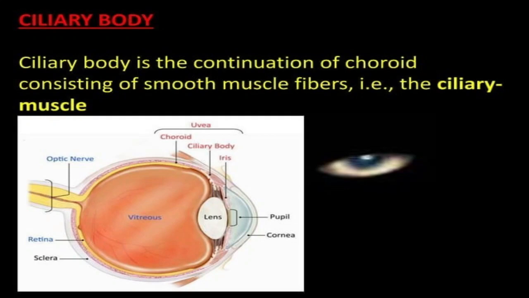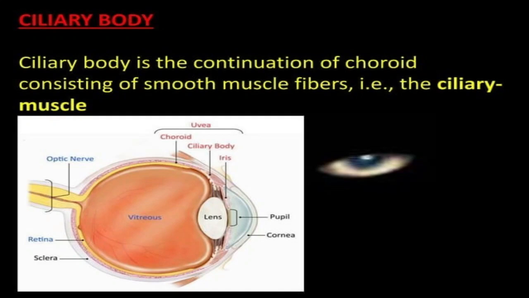Ciliary body. The ciliary body of the eye is a part of the eye that produces the aqueous humor, which is a clear fluid that fills the front part of the eye. It is located behind the iris, the colored part of the eye, and is attached to the lens by a series of fibers called ciliary zonules. The ciliary body also plays a role in controlling the shape of the lens, which helps the eye to focus on objects at different distances.